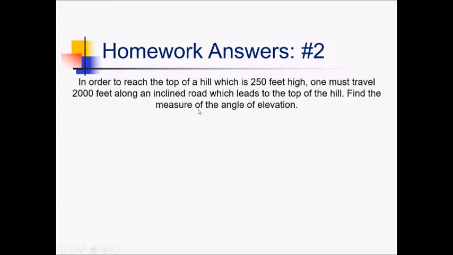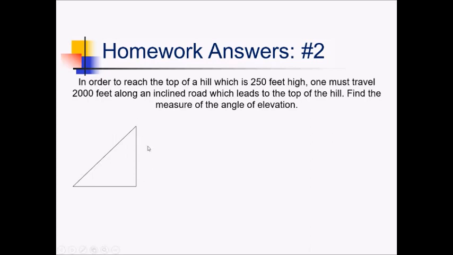On this problem, we're told in order to reach the top of a hill, 250 feet high, we have to go 2,000 feet along an inclined road. And they want the angle of elevation of this road. So angle of elevation, that's our tip-off that we have a right side up right triangle. And our hill, and this is our hill here, is basically this triangle, is 250 feet high.